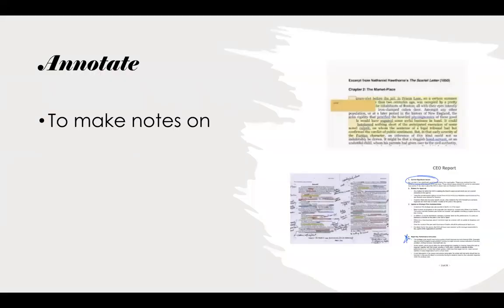Annotate means to make notes on. These are some pictures of annotations that people have made from a text that they've read. Our first picture shows that someone used yellow highlighter to annotate their text. They highlighted the important information. This picture shows that a person used different colored highlighters to highlight different information, and they also wrote notes in the margins of the pages.